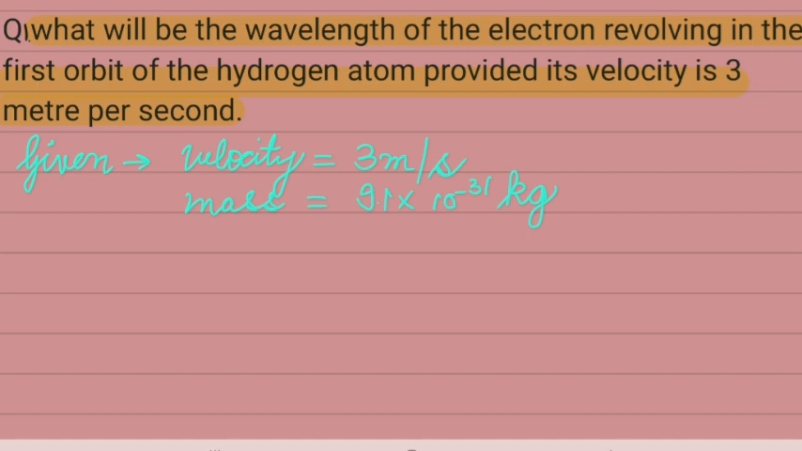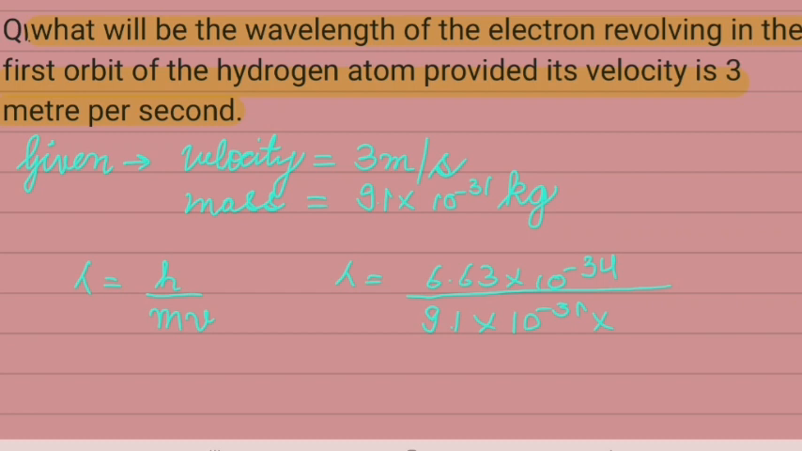We know the formula lambda is equal to h upon mv. We have to calculate lambda only, so wavelength will be equal to h. Put the value of h, 6.63 multiplied by 10 to the power minus 34, upon mv. So what is m? m is 9.1 multiplied by 10 to the power minus 31, multiplied by v. So v is 3 meter per second.